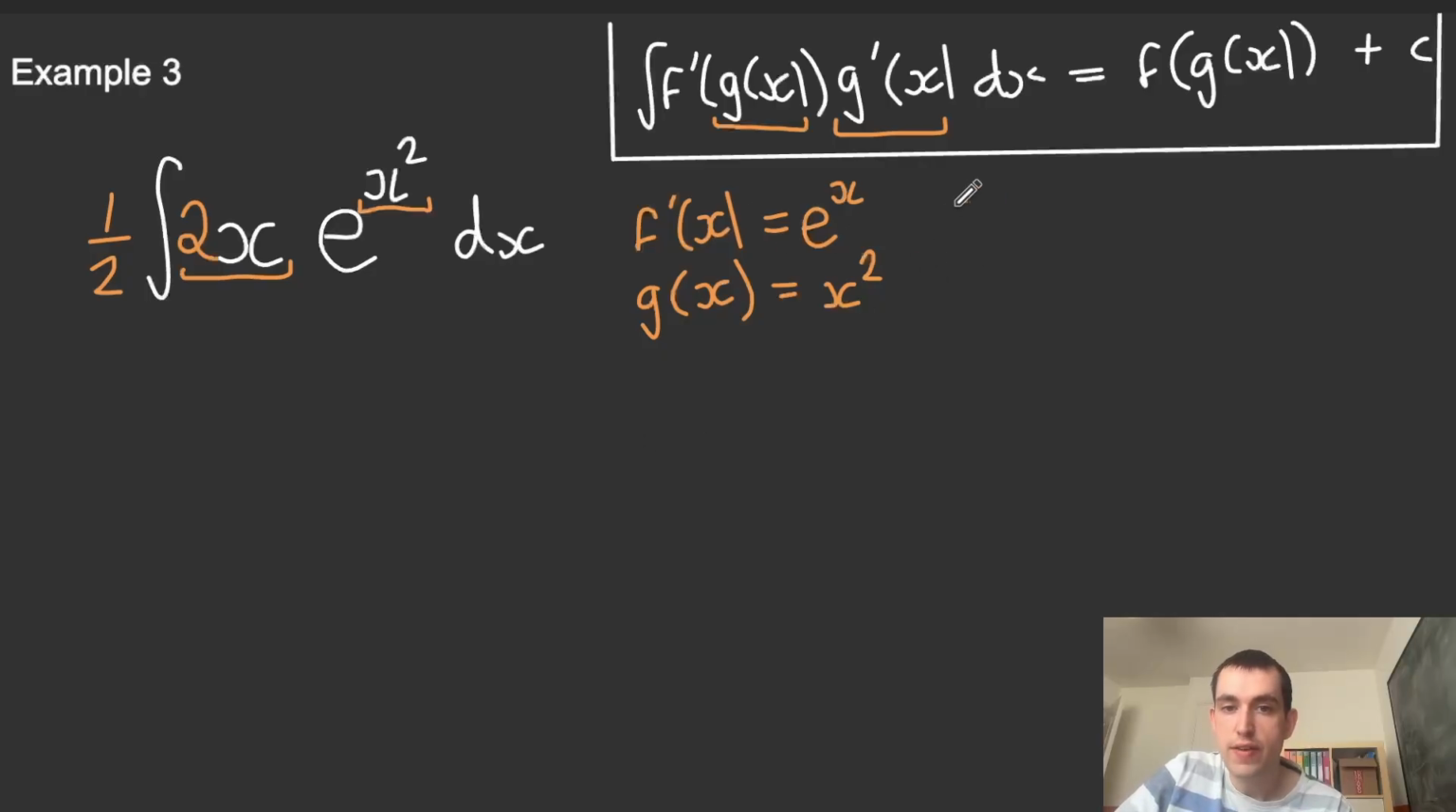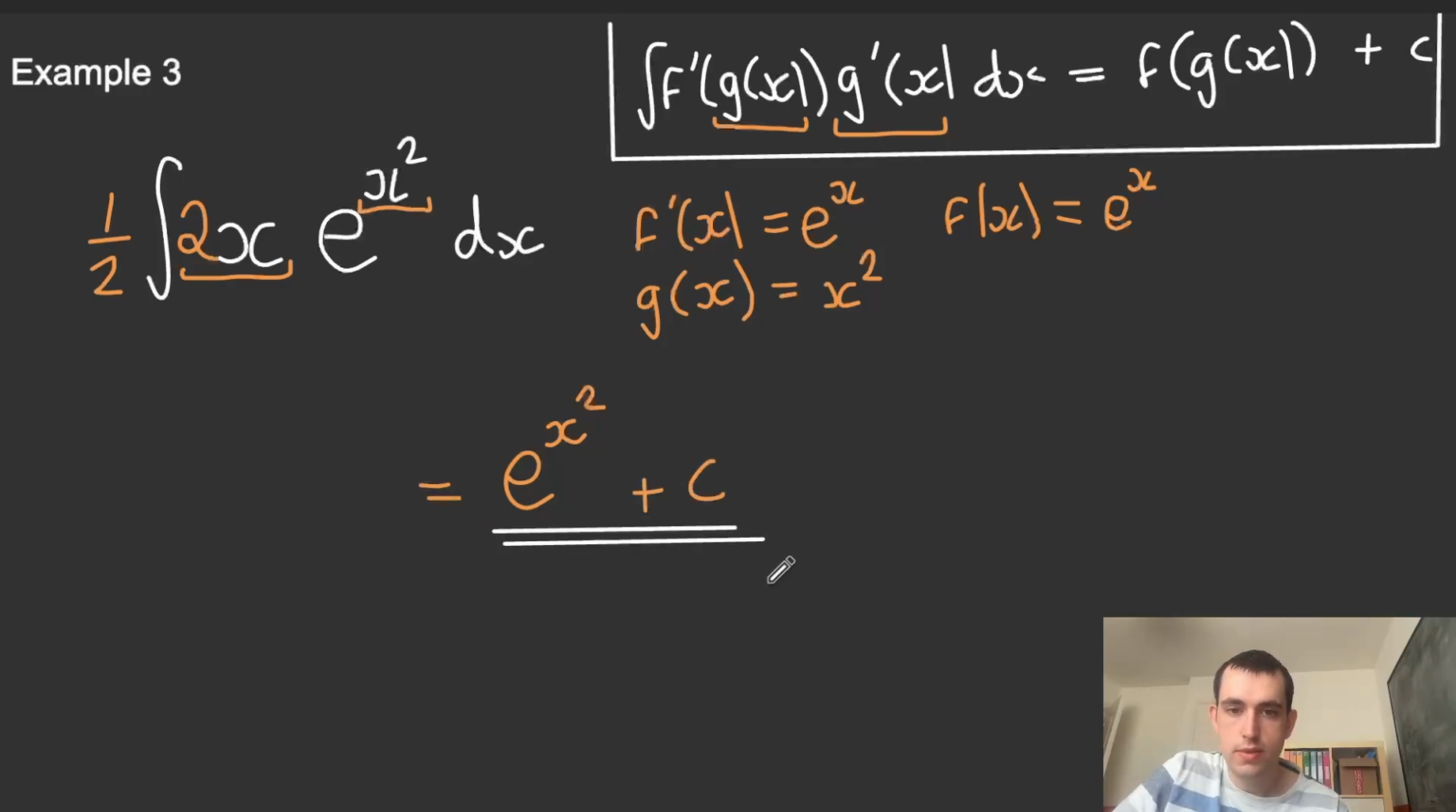We do need f of x though. What is f of x? The derivative is e to the x. The integral is also e to the x. And let's put it all together. F of x is e to the x. It's of g of x, f of g, so we have to sub in g, so e to the x squared. And then what does the formula say? Plus c. And that should be it.